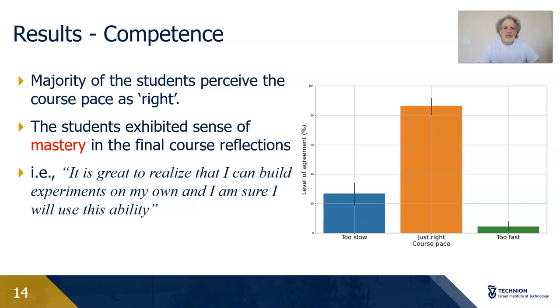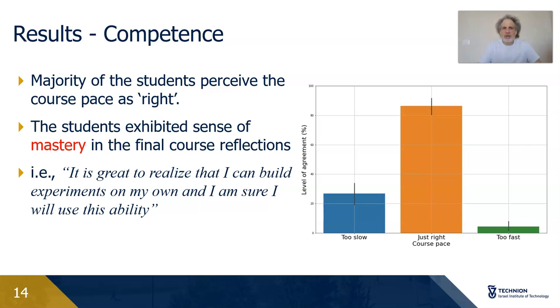On the graph on the right, we can see students' answers to the question whether the course pace is too fast, too slow, or just right for them. And we ask this question after every lecture, and we can see that most of the students agree that the course pace was just right for them.